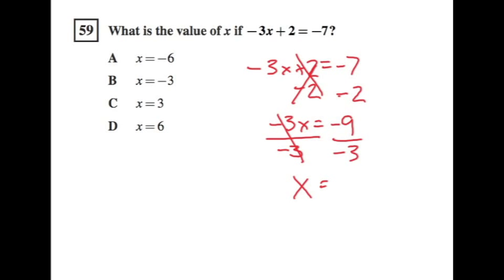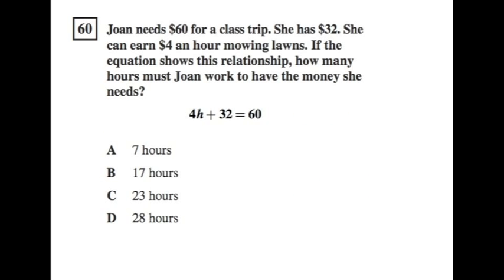And as you can see here, the problem will equal negative 9 divided by negative 3. You know that two negatives divided by each other makes a positive number. 3 goes into 9 3 times, so our answer is x equals positive 3, which means C is the correct answer.